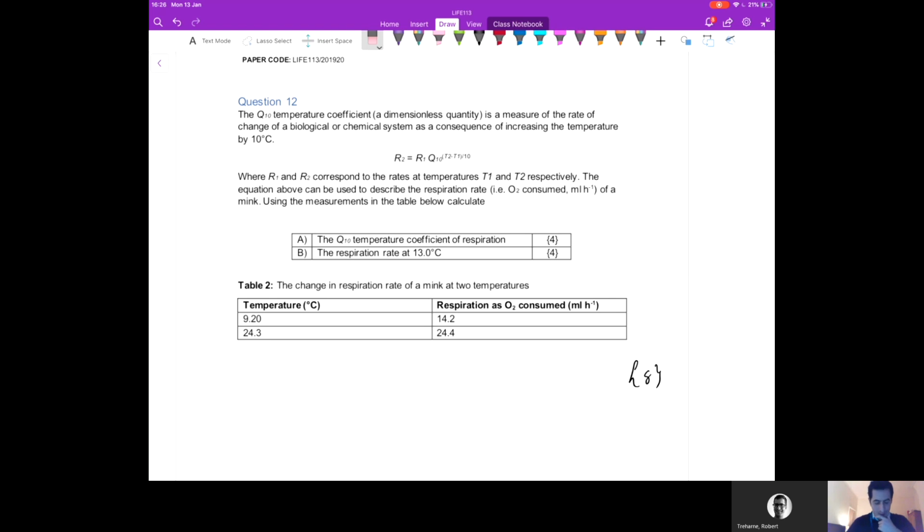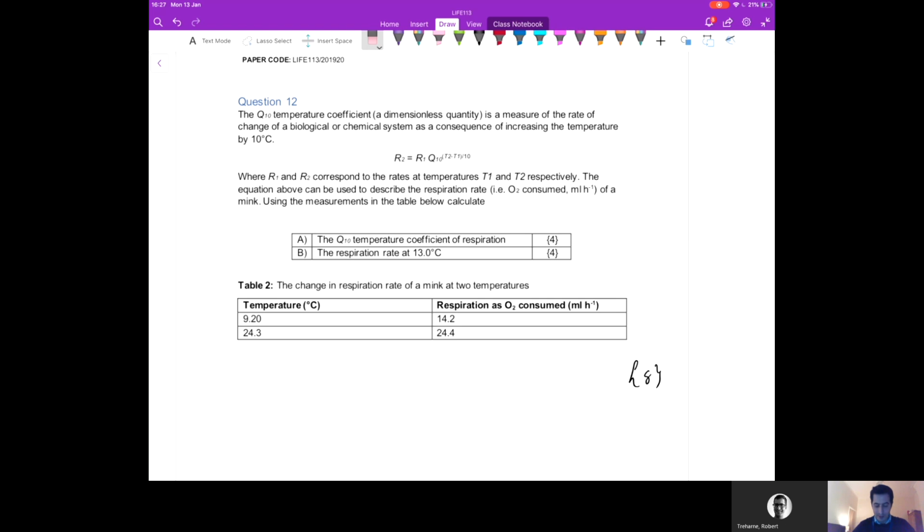So, the Q10 temperature coefficient, a dimensionless quantity, is a measure of the rate of change of a biological or chemical system as a consequence of increasing the temperature by 10 degrees. Where R1 and R2 correspond to the rates at temperatures T1 and T2 respectively, the equation above can be used to describe the respiration, in other words the O2 consumed with units of milliliters per hour, of a mink.